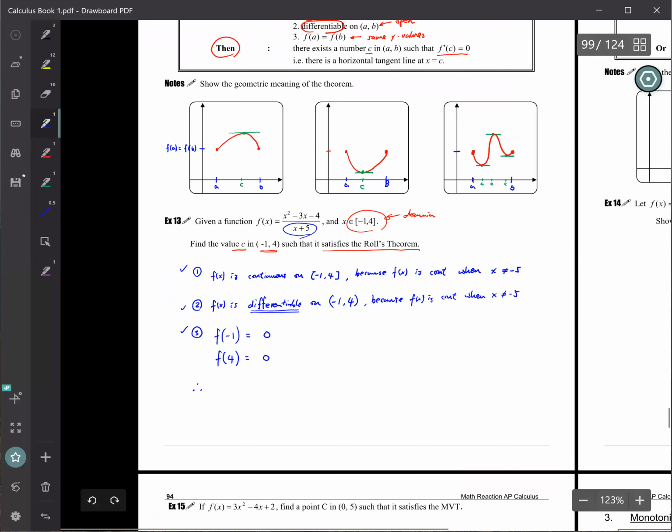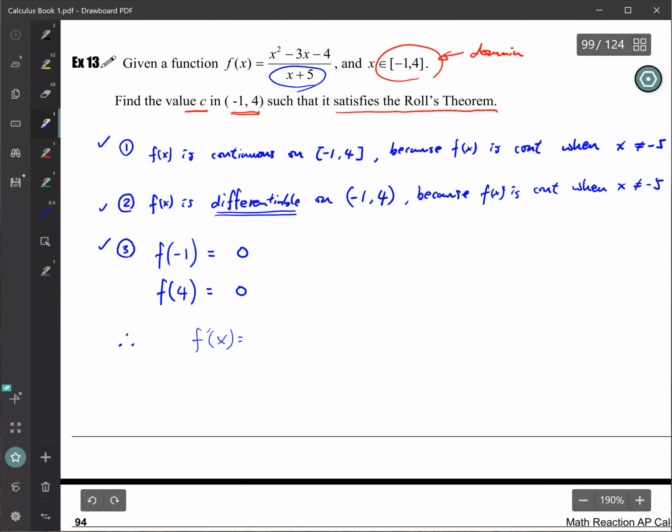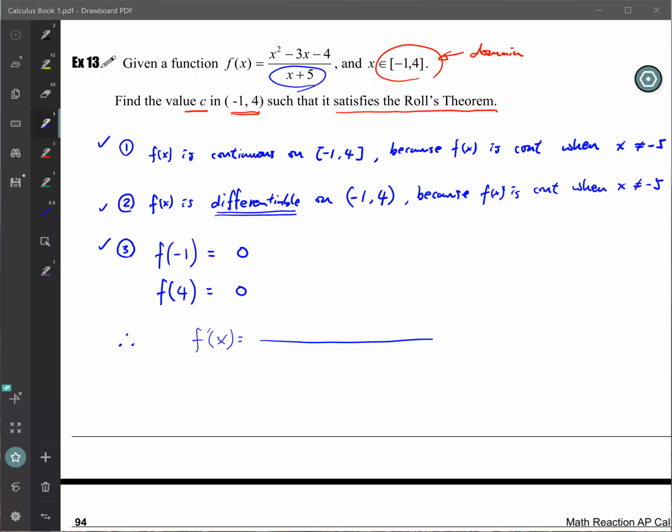Okay, so now the theorem says that if we take f prime, I should be able to find a place within -1 to 4 where it also equals 0. So let's take the derivative. This one needs the quotient rule. So please finish the quotient rule and simplify it. Once you finish simplifying, please raise your hand.